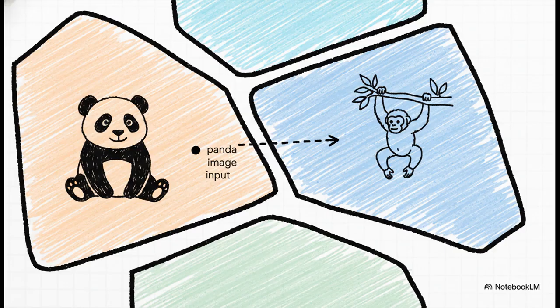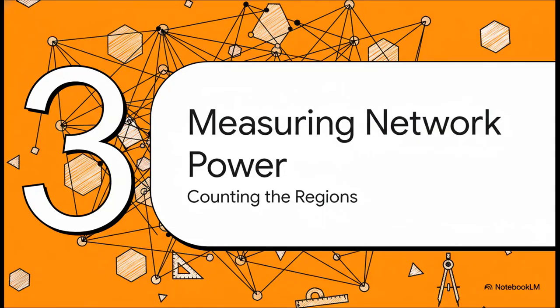So this brings us right to our first paper, which asks a really fundamental question. If a network is essentially drawing this incredibly complex map, is there a way to measure just how complex that map can get? Could we measure a network's power by just counting the number of regions it's capable of creating?